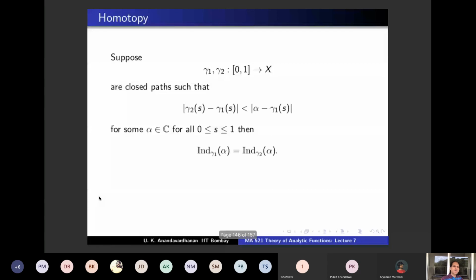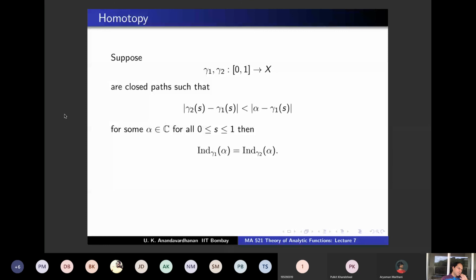Then the index of alpha with respect to gamma 1 is equal to the index of alpha with respect to gamma 2. So if this technical condition is met, then this is automatic. The index of alpha with respect to gamma 1 is the index of alpha with respect to gamma 2, if there is some complex number alpha such that the distance between alpha and gamma 1 is strictly bigger than the distance between gamma 2 and gamma 1.